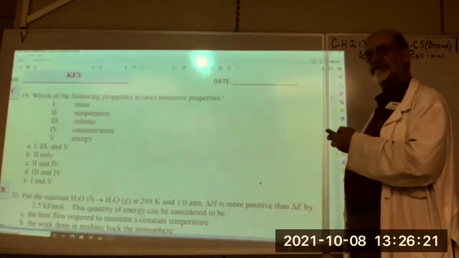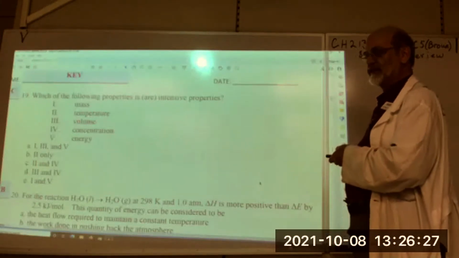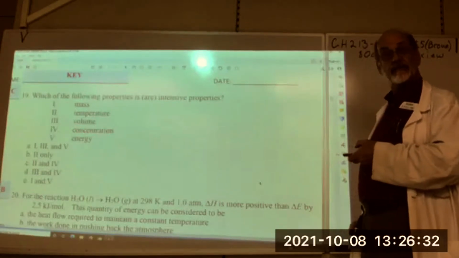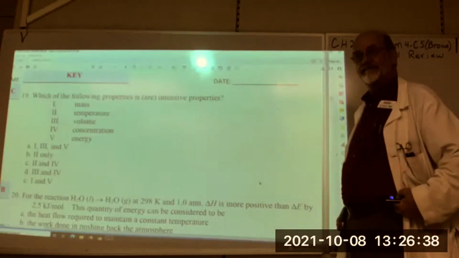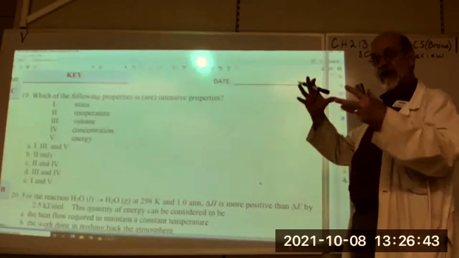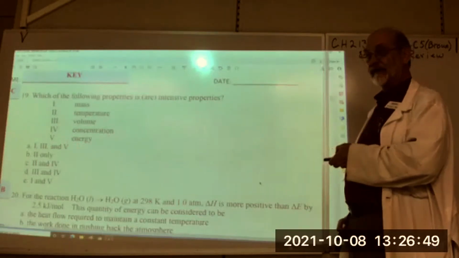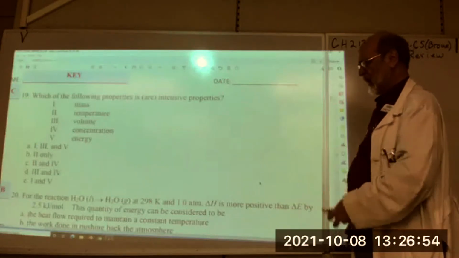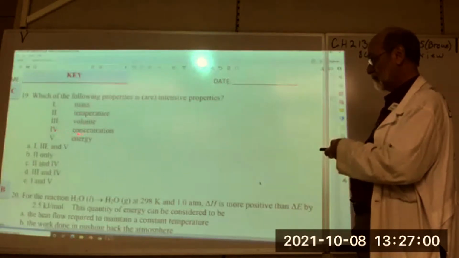How about volume? If you have more substance, you have more volume, right? Okay, so that's extensive. How about concentration? That's intensive, right? So much moles per liter, concentration of a solution. It doesn't change with how much you have. Energy. Yeah, that changes. If you have more heat or more work being done, you got more energy. So the only two intensives are 2 and 4 right here.